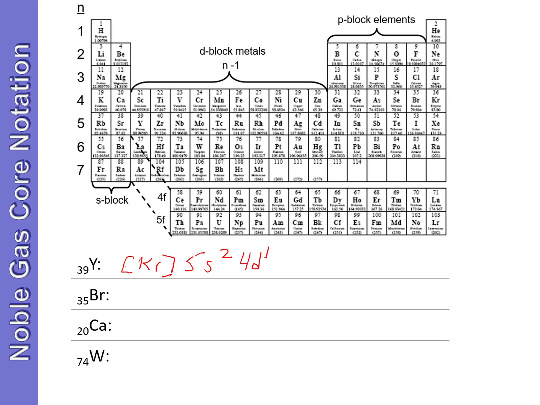Now we got bromine is the next one. Bromine's over here. It's number 35. So we have an argon core. So we have finished off the third row. So we have 4s2. You have to go all the way through the 3D row. There's 10 boxes. So 3d10. And then 4p, 1, 2, 3, 4, 5.